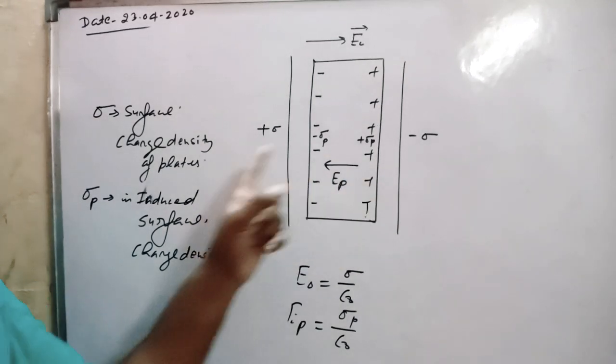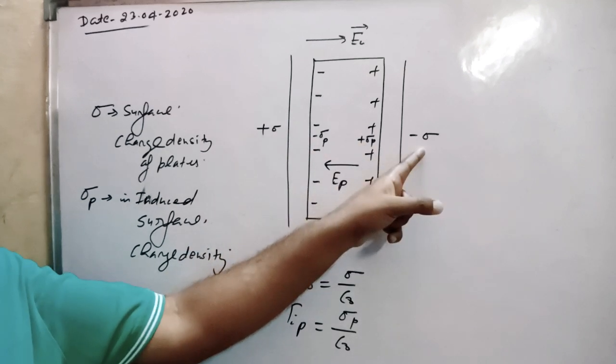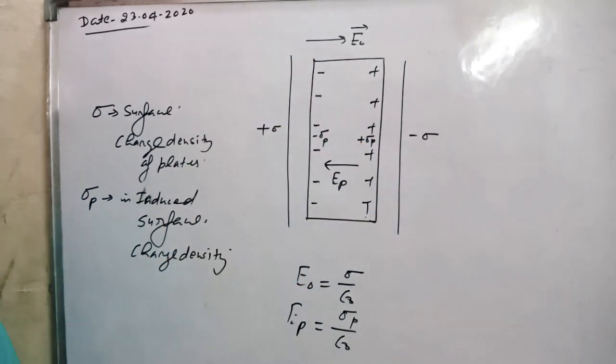There are two plates, and the first plate has positive surface charge density and the second has negative charge density. Then the electric field inside the plates is sigma by epsilon naught.